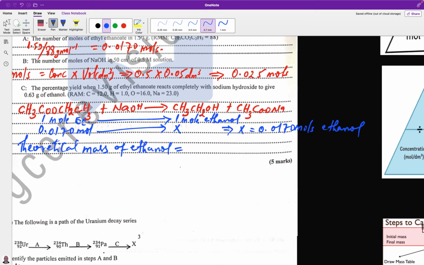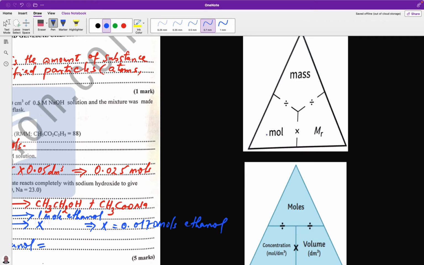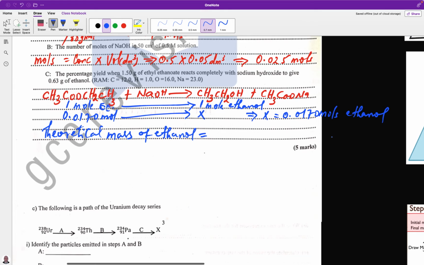Now, we have a relation here. Given the number of moles, to get the mass, you multiply the number of moles by the molar mass. The molar mass of ethanol is 46.